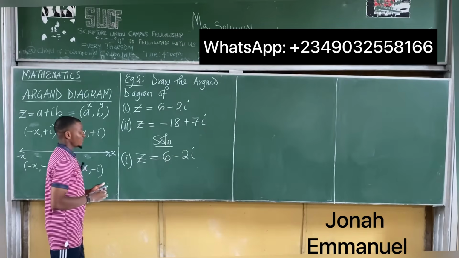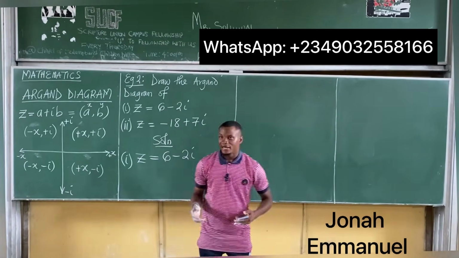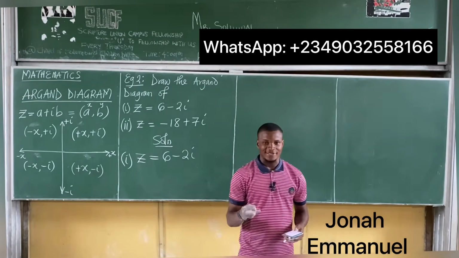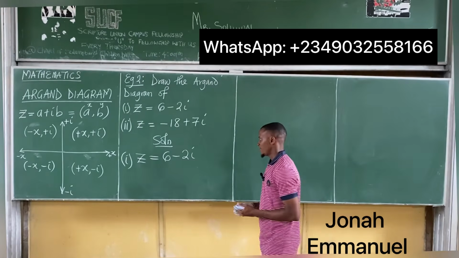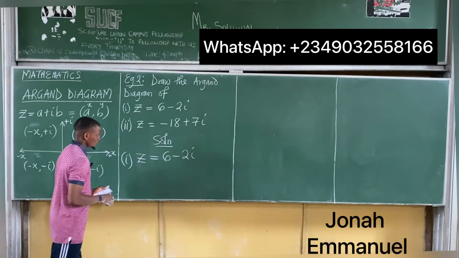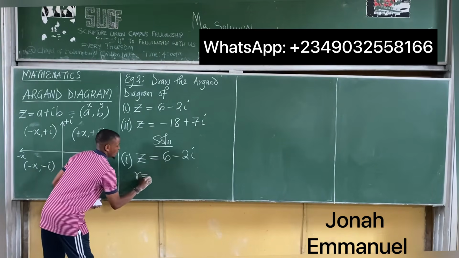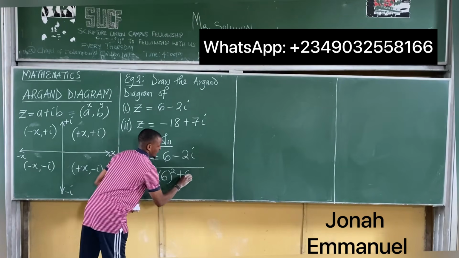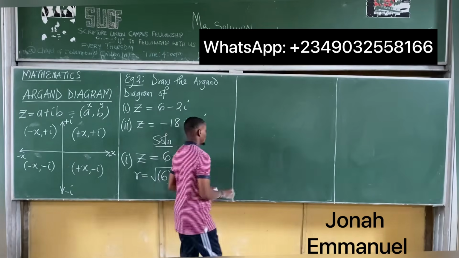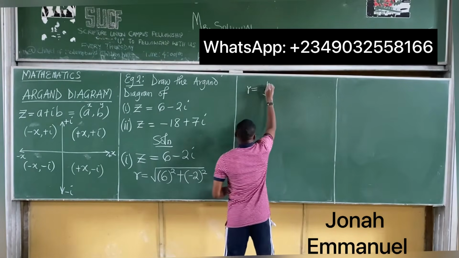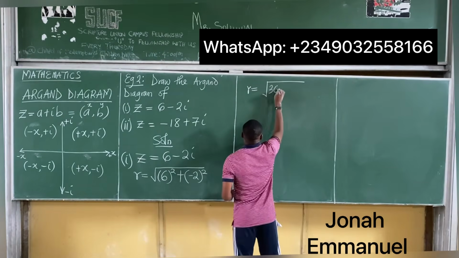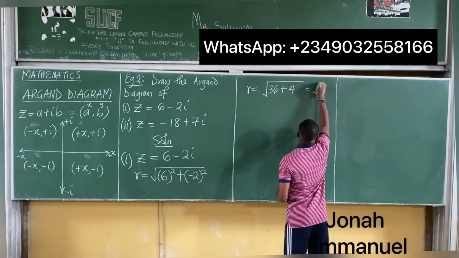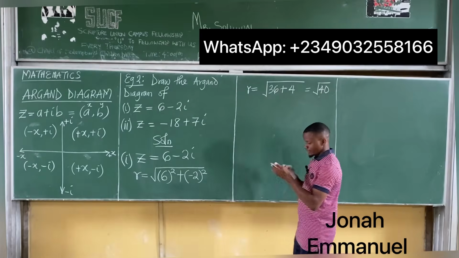If I want to get an Argand diagram, of course, I will need these two values which are given. I also need the value of the modulus and of course theta. So let's get the value of the modulus and then theta. We said the modulus R is equal to the square root of 6 all squared, plus minus 2 all squared. So R is equal to the square root of 6 squared is 36, plus minus 2 all squared gives you 4. That's equal to √40. All right, so that's the value of R here.